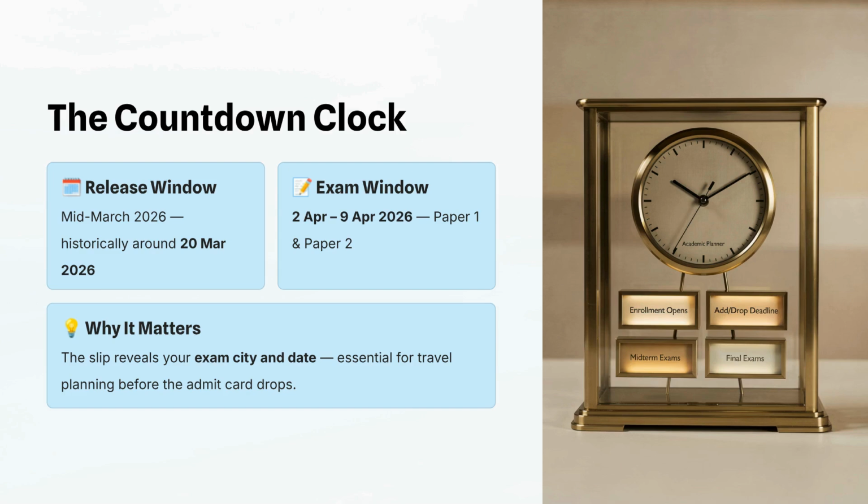Now you might be wondering, why is the City Intimation Slip so important? The City Intimation Slip tells you which city your exam will be conducted in and your exam date. This helps students plan their accommodation and travel in advance, especially if their exam city is different from where they live. Remember, this slip is released before the admit card, so students have enough time to prepare their travel plans.